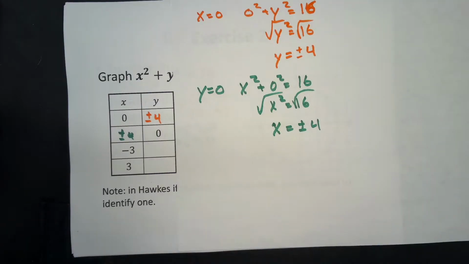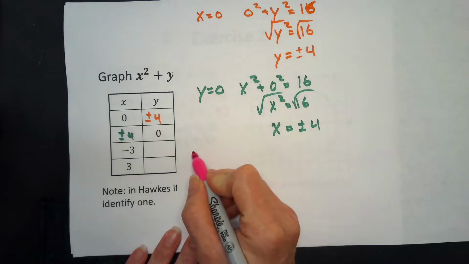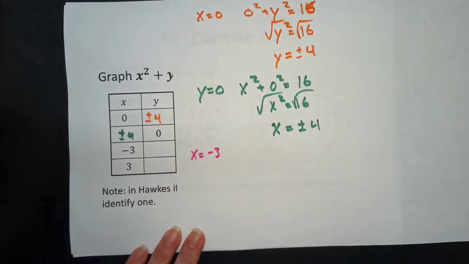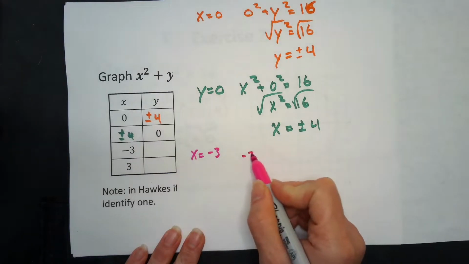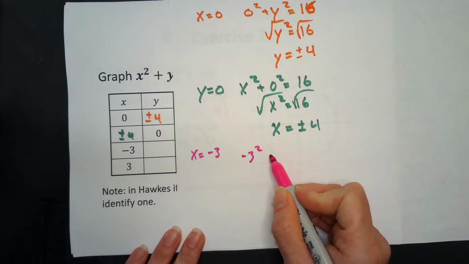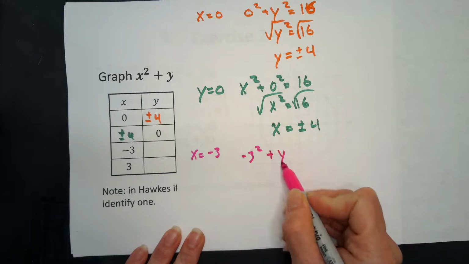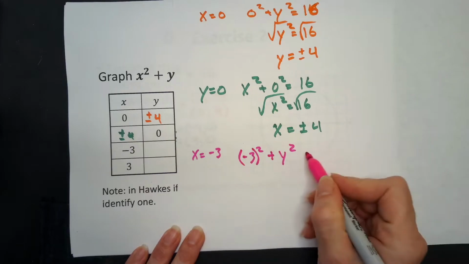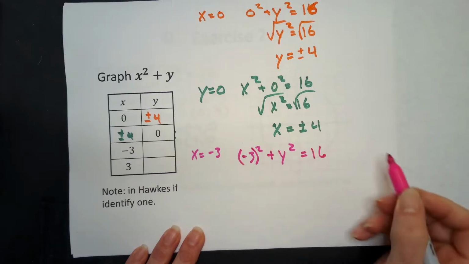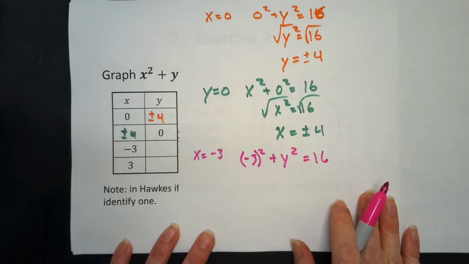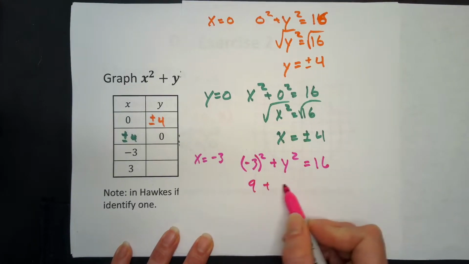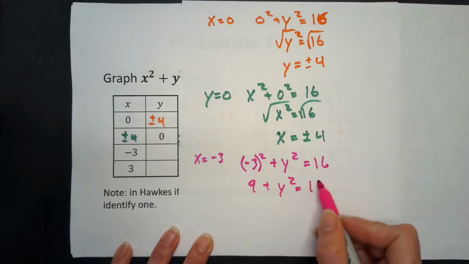Another one here. So we say let x equal -3. Then we're going to get (-3) squared plus y squared, and that -3 in itself needs to be squared. I need to put parentheses around it. So I square that -3, equals 16. So then that gets me what?